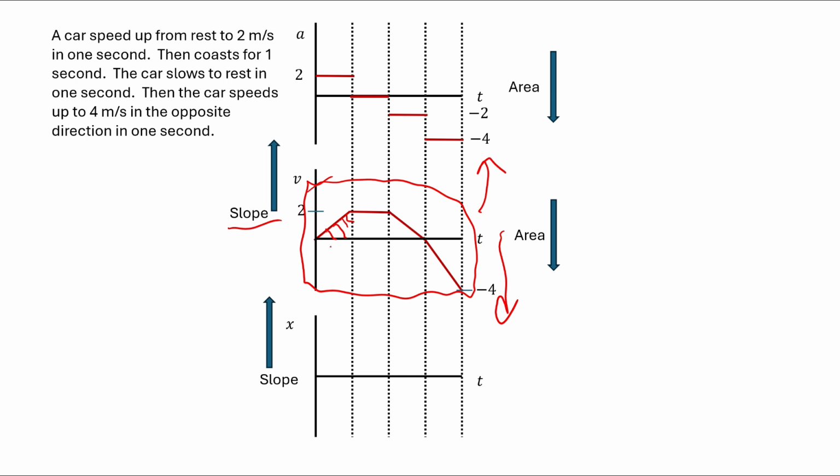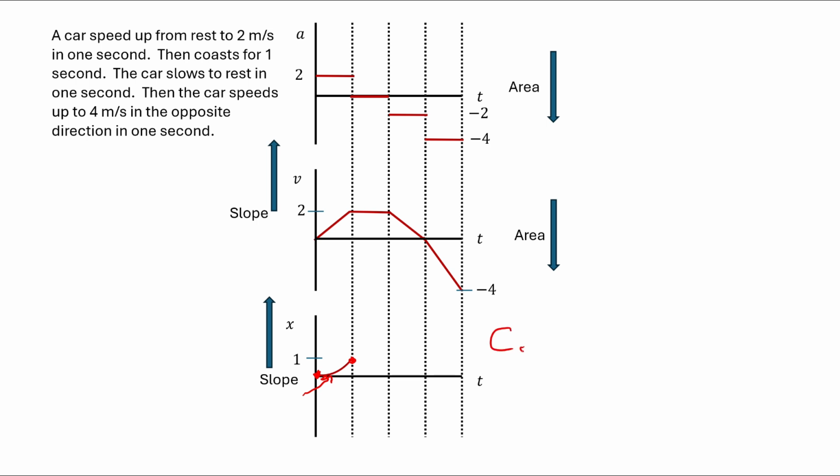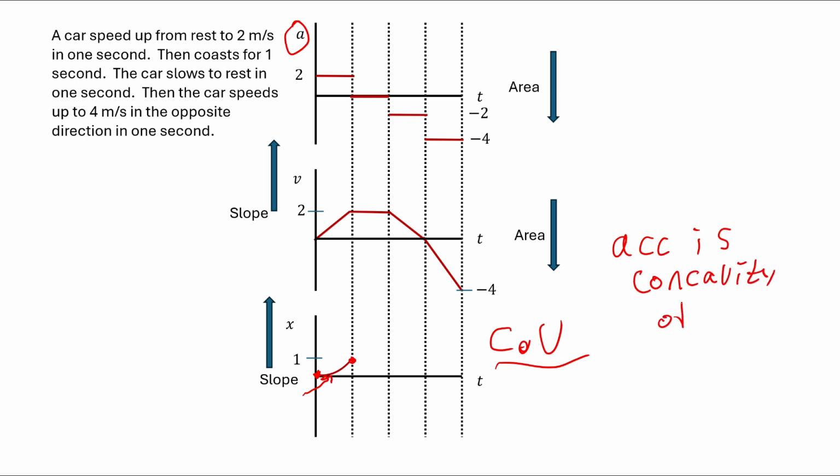Okay, so this first piece is a triangle. It has a base of 1 and a height of 2. So the area is the base times the height divided by 2. So that's 1. So I have my x goes from 0 to 1. And notice it curves in order to get there. It is concave up, because the acceleration is the concavity of x. If you have positive acceleration, it's concave up. If you have negative acceleration, we'll see that later, you'll be concave down.